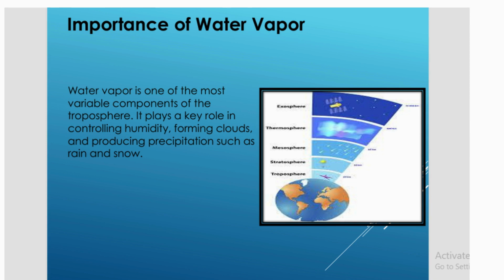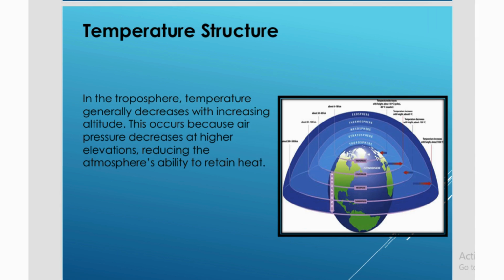So the temperature structure: in the troposphere, temperature generally decreases with increasing altitude. This occurs because air pressure decreases at higher elevations, reducing the atmosphere's ability to retain heat.